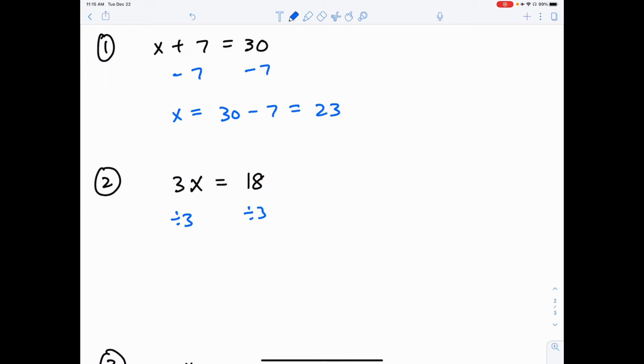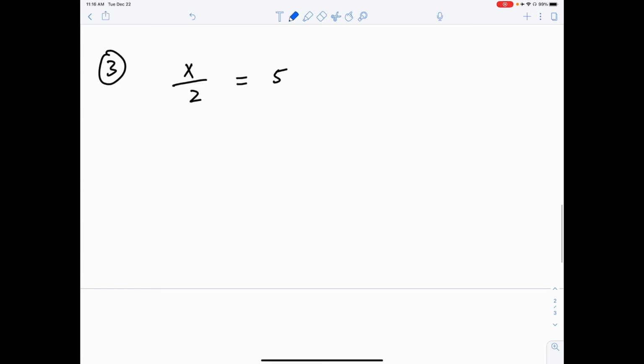Now it's important to show your work to show that it's balanced still. So now the point of dividing by 3 was to get rid of the 3. So we just get x equaling 18 over 3, or 18 divided by 3. This means the same thing. Anyways, you will always get the answer of 6.